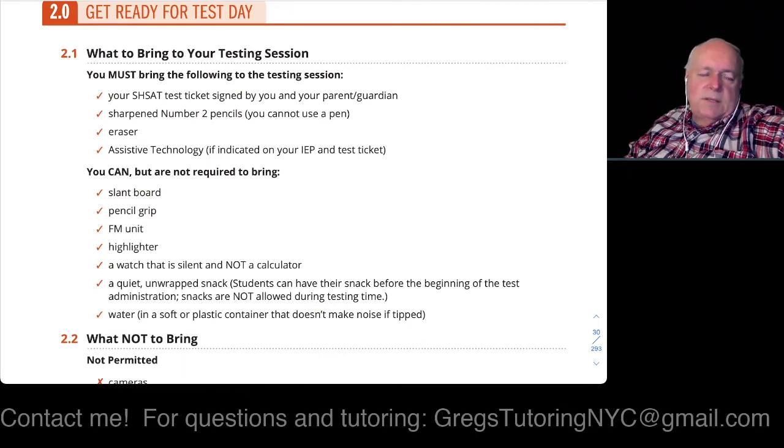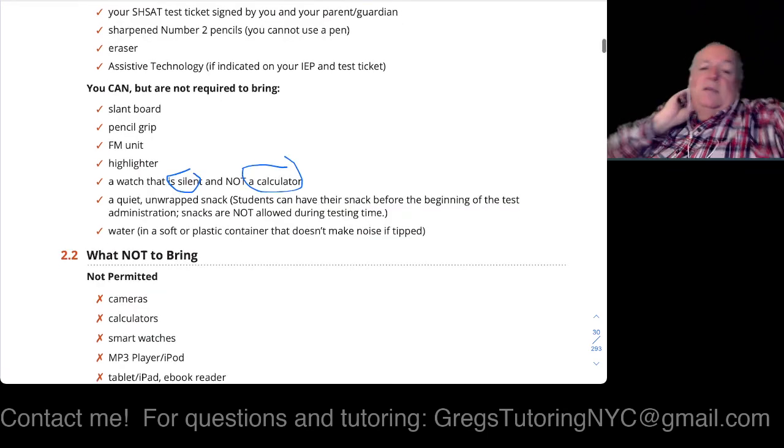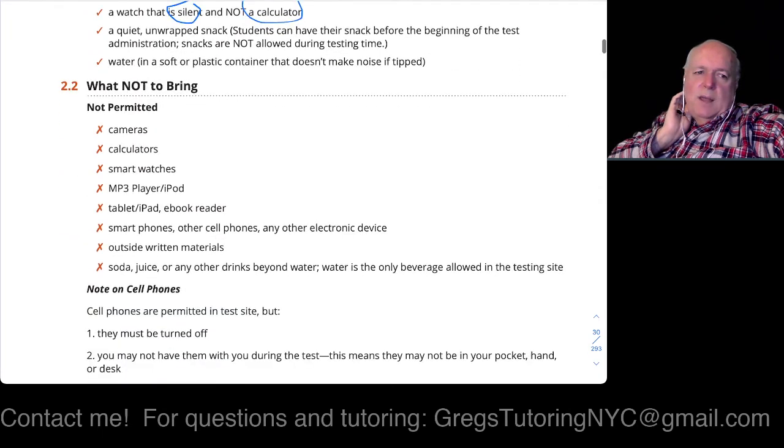Basically, you need pencils, your ticket, and anything that is going to be allowed for your IEP. Bring a watch. Again, it cannot have a calculator, and it must be silent. In other words, it can't have an alarm. If it looks fancy at all, you're probably going to be told to put it away. It can be digital or analog. Almost all watches have an alarm, so make sure you turn it off. If it looks elaborate, they're going to disallow it. You're not allowed to bring a calculator. Your phone has to be put away, and a whole bunch of other stuff.